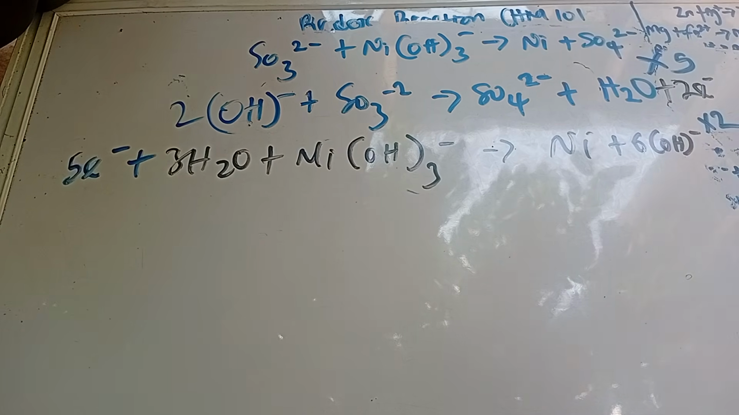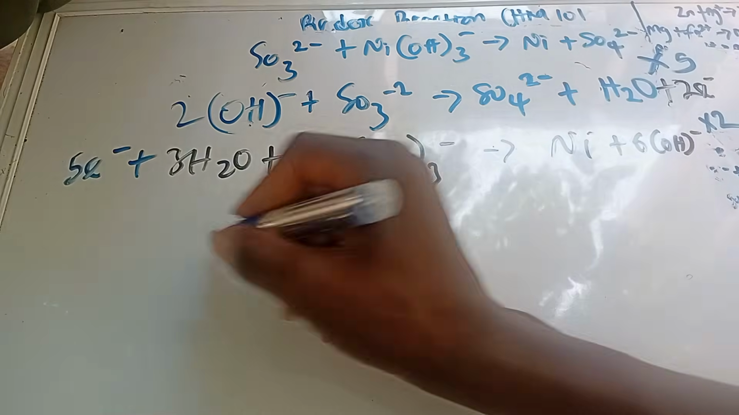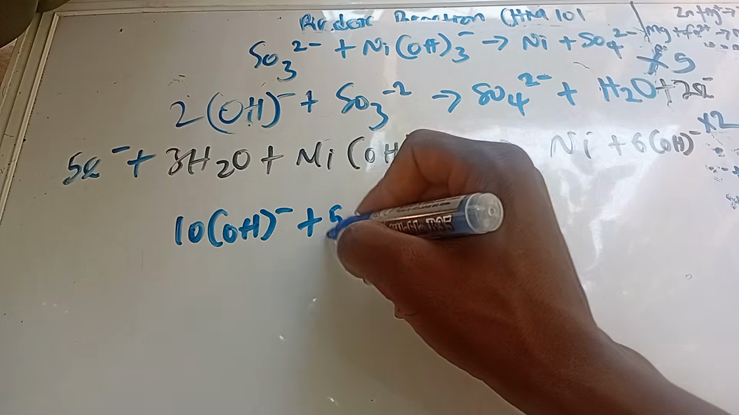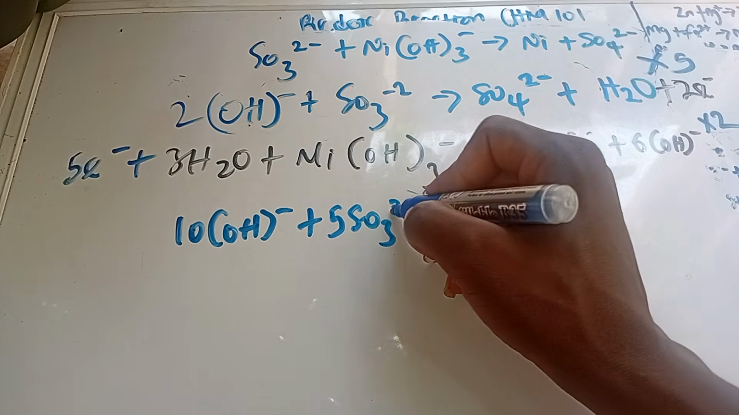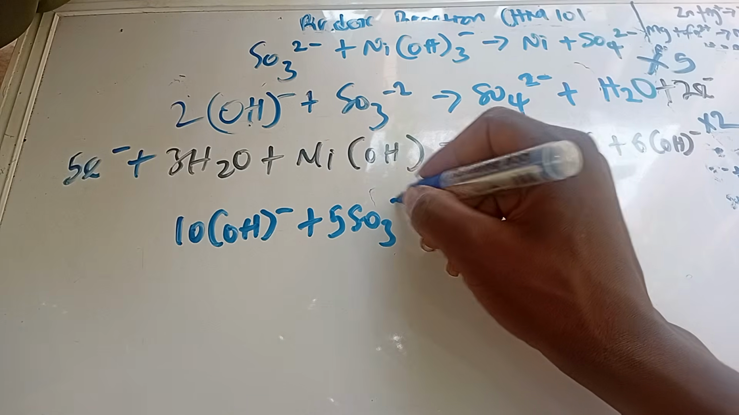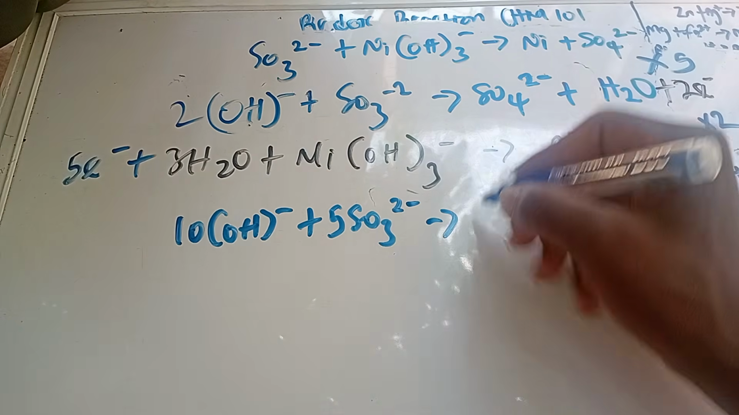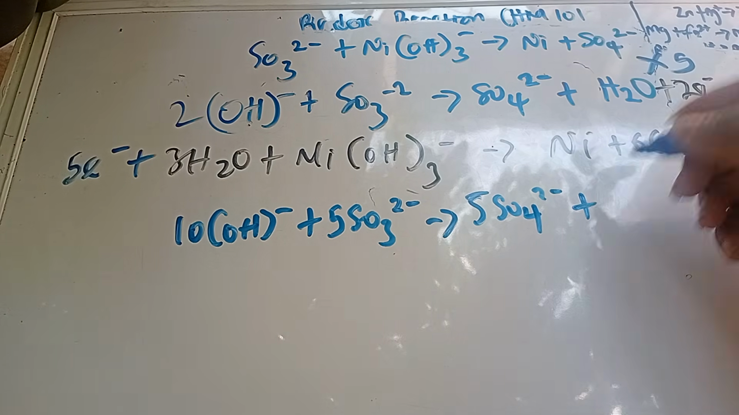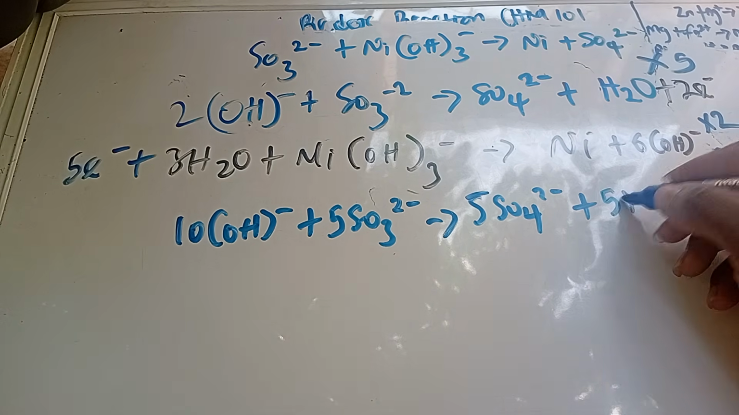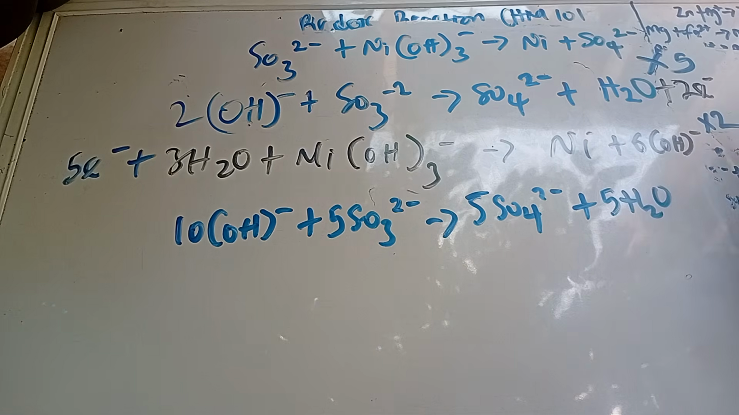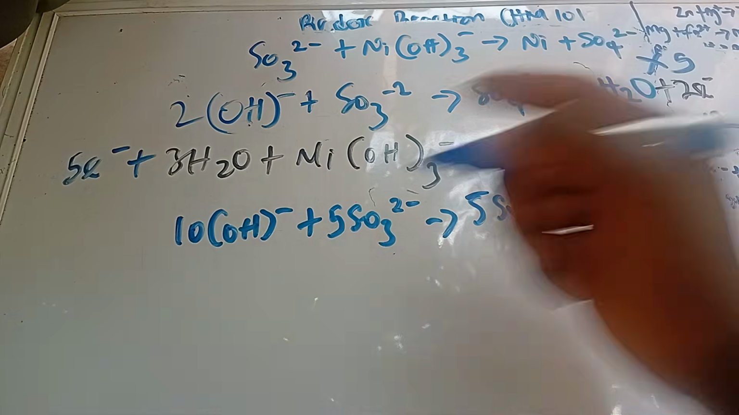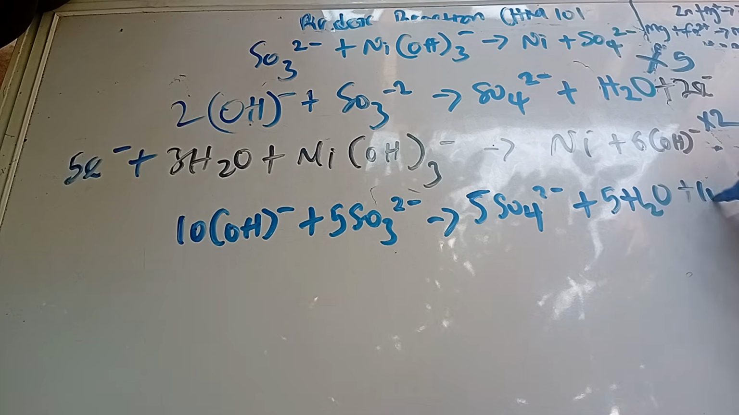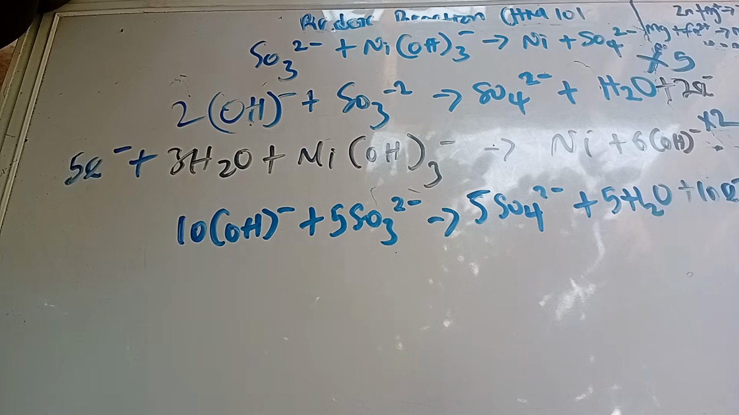Times 2. So 5 times this, you have 10 OH minus plus 5 times this, 5 SO3 2 minus, to give us 5 times this, 5 SO4 2 minus. 5 times this, we have 5 H2O. 2 times this, we have 5 times 2e minus, we are not done. 5 times 2e minus, we have plus 10e minus. So we are done with the first one.